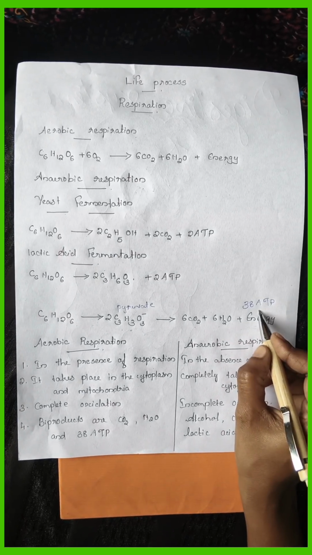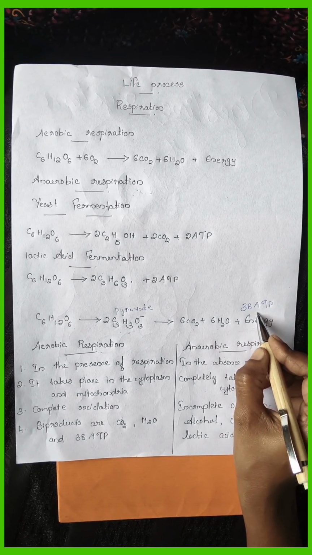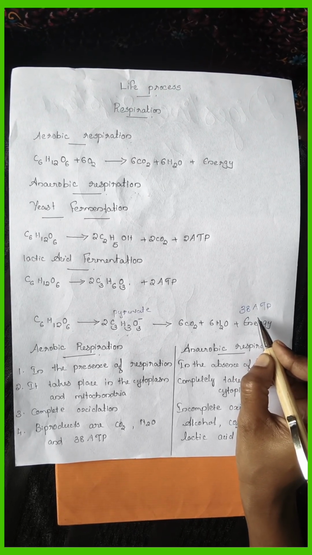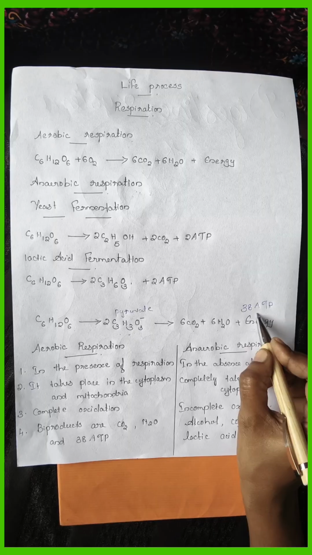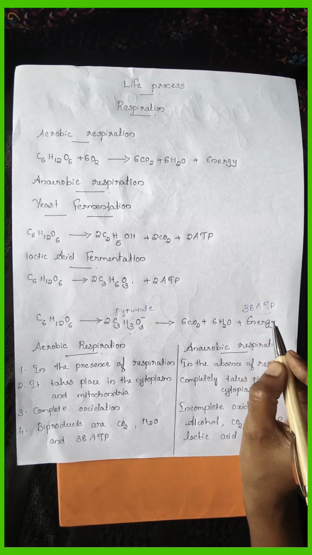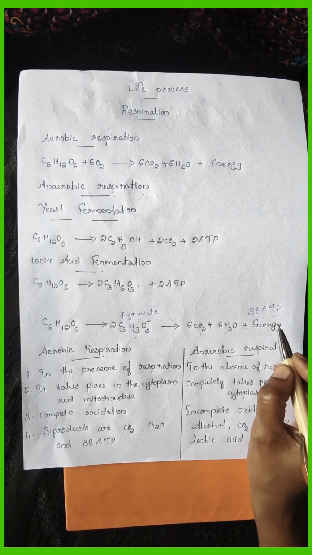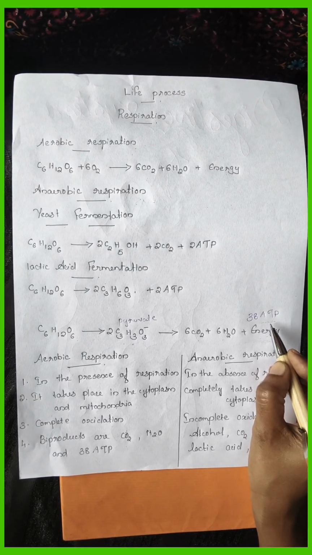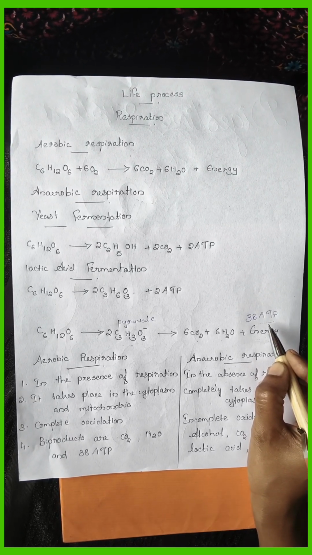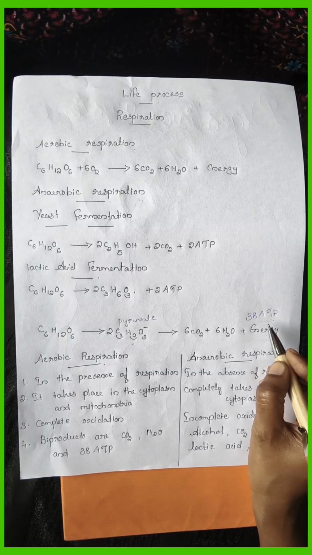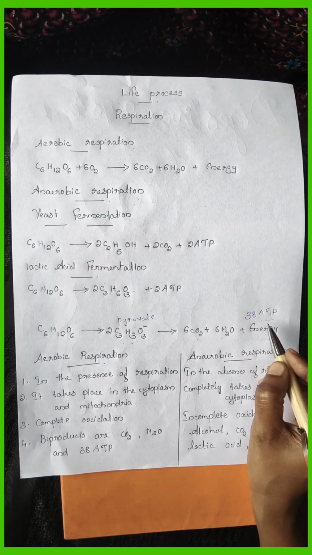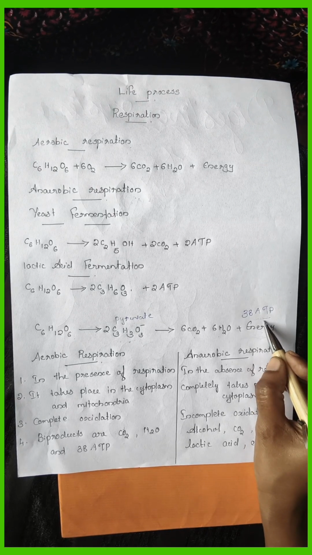ATP is the energy currency of the cell. Energy is stored in humans in the form of ATP. Whenever we need energy to do different activities, this ATP is broken down into ADP, and from ADP we get energy to do different activities. When we don't need any energy, when we simply sit with no work, that time energy is stored in the form of ATP.